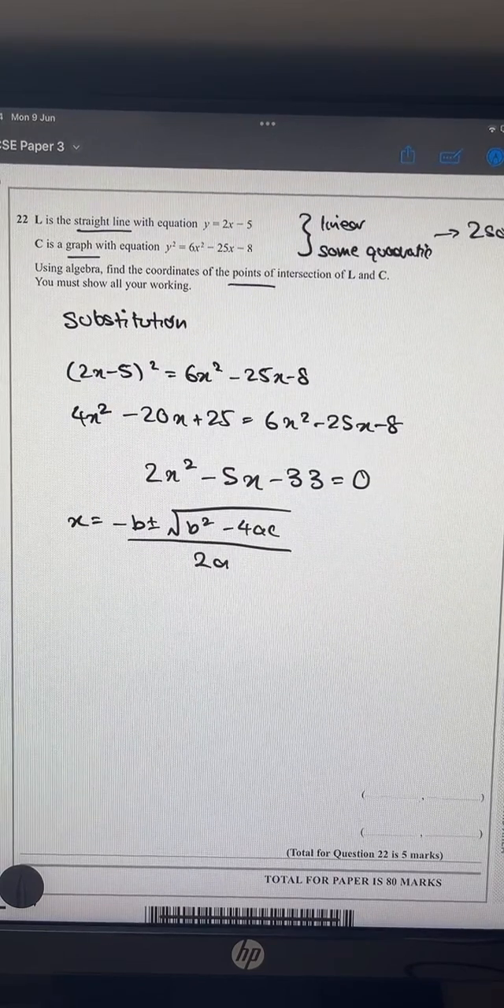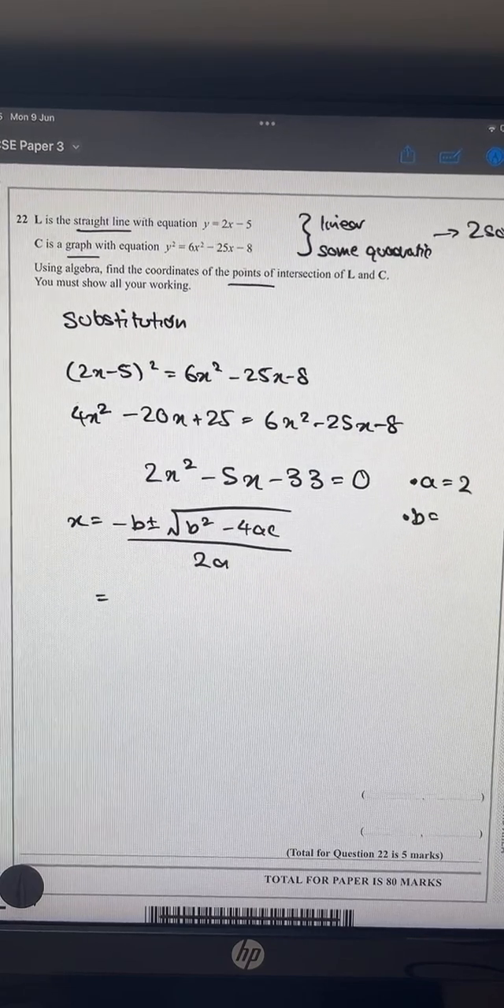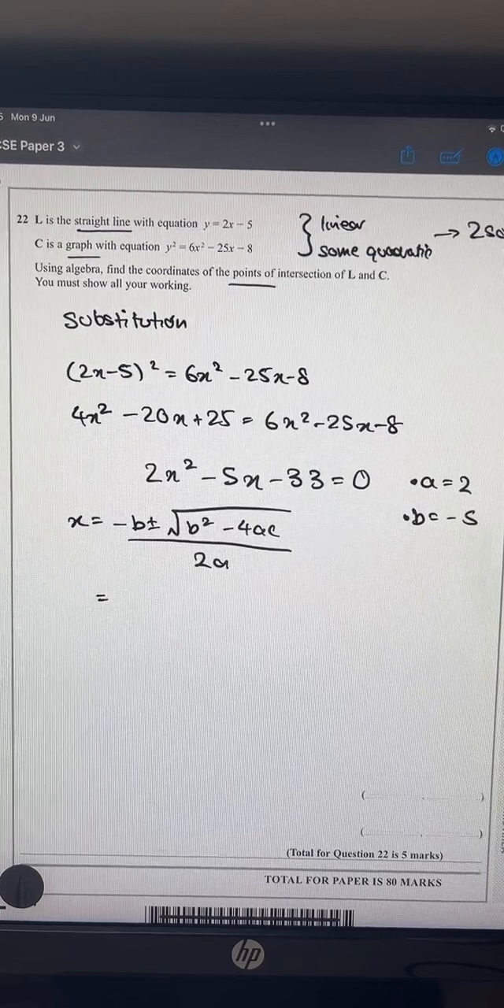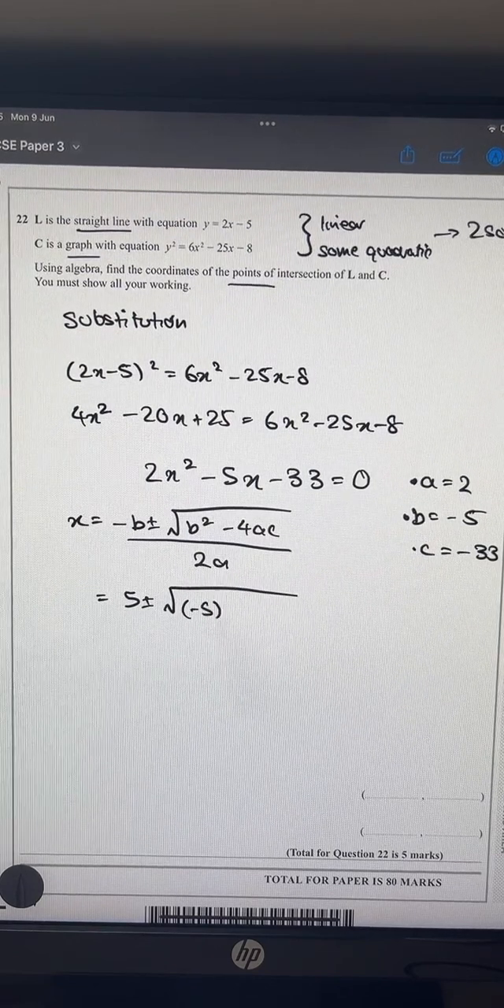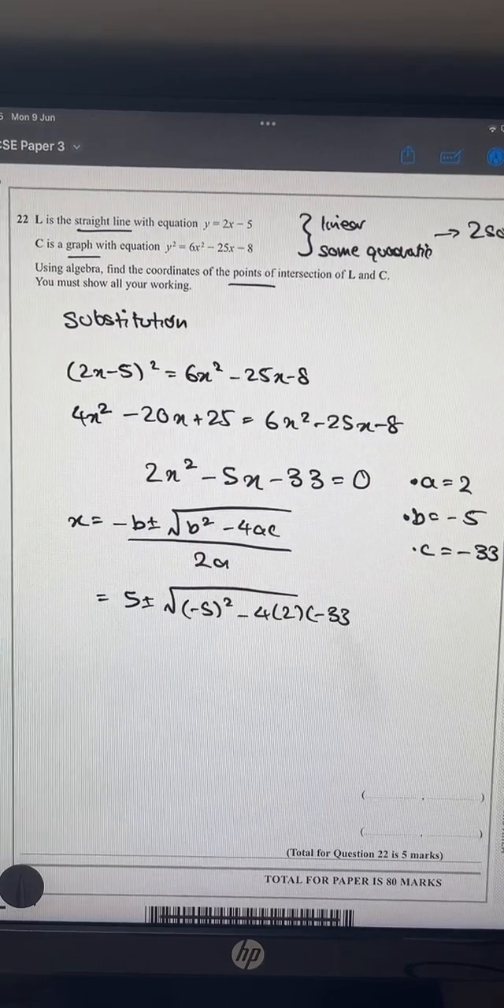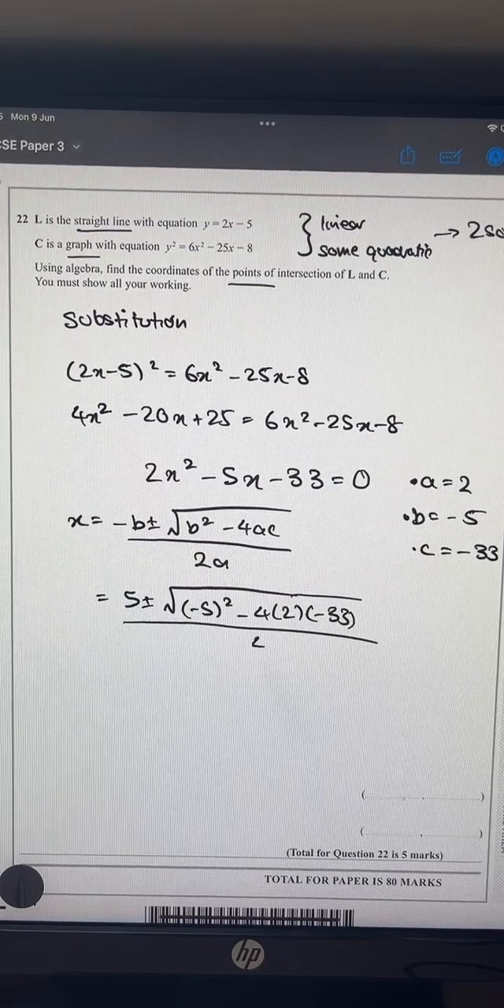Now just plug in your values and remember to be careful of negatives. So for reference here, a is 2. B is going to be negative 5. Remember the negative signs. And C is going to be negative 33. All right, plug them in. So minus B is going to be 5 plus minus square root of minus 5 squared minus 4 times 2 times negative 33. Remember your negative signs. All over 2 times 2, which is just 4.